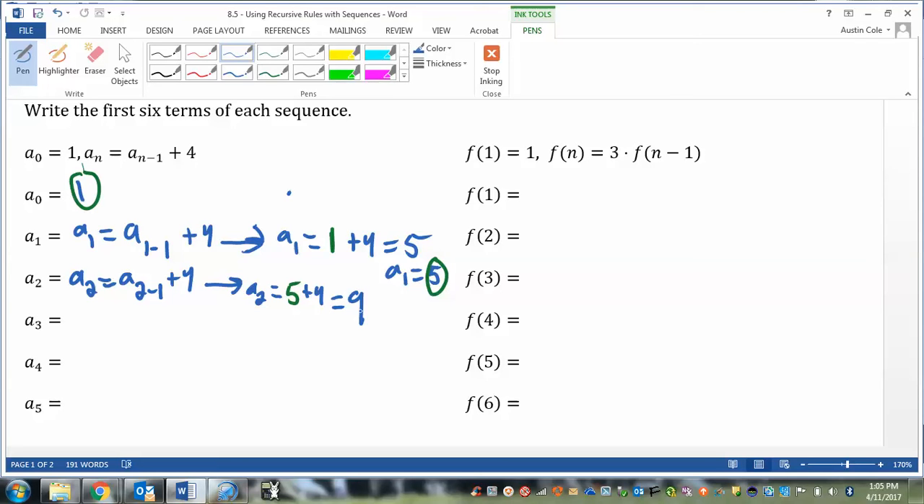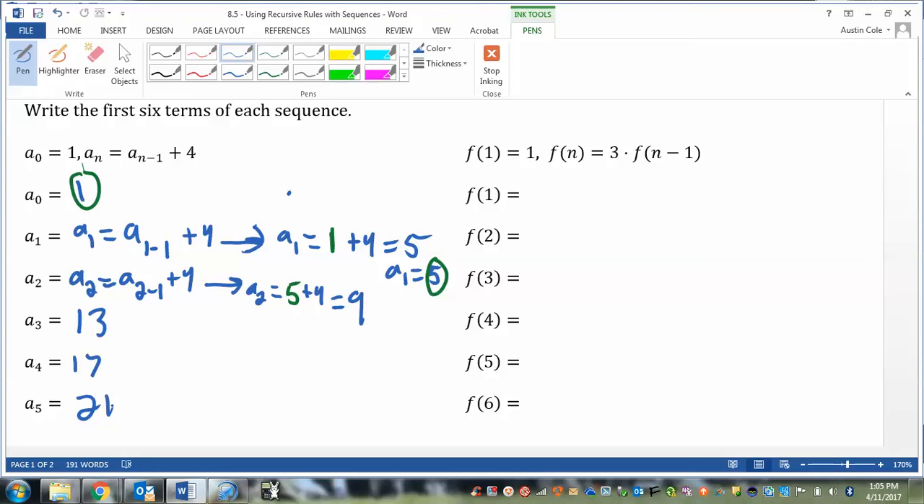So what's a sub 3 going to be? 13. How about a sub 4? 17. And a sub 5? 21. Okay? Yeah. I mean, if you see it, that's one thing, but if you don't see it right away, it won't always be that easy.